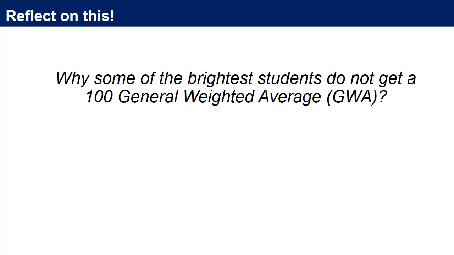Why some of the brightest students do not get a 100 general weighted average. After sleeping, attending classes, and performing the daily tasks in life, a student has 8 hours a day available for study and recreation. If the student spends all 8 hours studying, she will get a 100. However, for every hour of recreation it lowers the general weighted average.